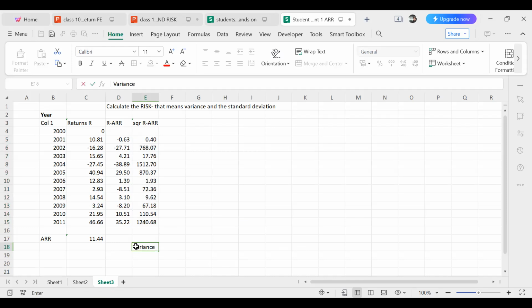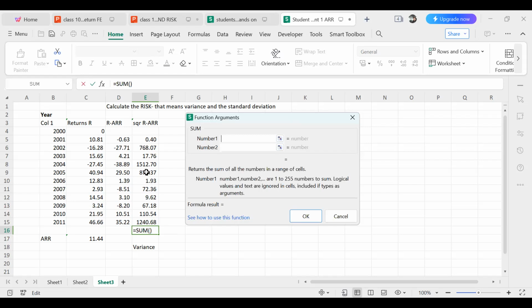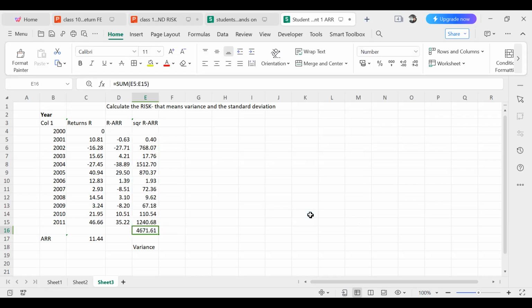Variance is what you are going to do. First, you need the summation of these squared deviations. So you have to take the sum. You can just choose the sum button and click and you get the sum. You can do it in your calculator as well. Did you get this answer? This is the sum value, 4671. Let me know if you have got it.